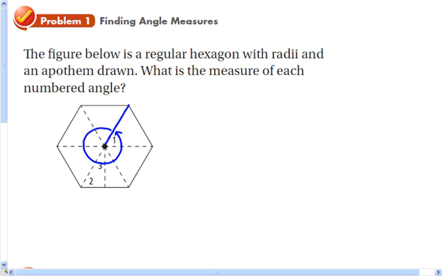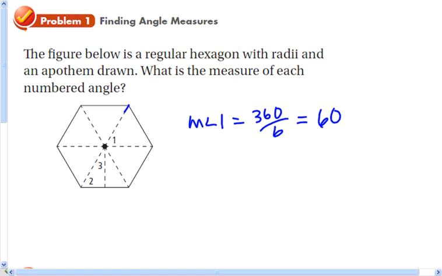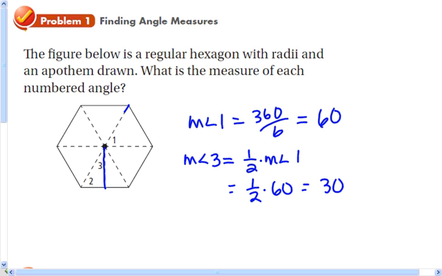So to find the measure of angle 1, we're just going to take 360 divided by 6, which is 60. So the measure of angle 1 is 60. Now to find the other measures, if I draw this line in here perpendicular, it's actually a perpendicular bisector of that central angle. And so the measure of angle 3 is equal to 1/2 of the measure of angle 1. And the measure of angle 1 we just found out is 60, so that's equal to 30. So the measure of angle 3 is 30.